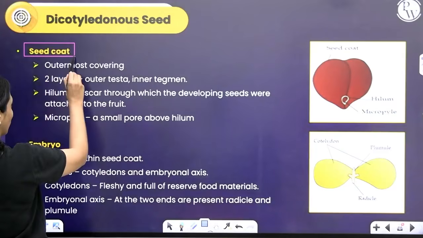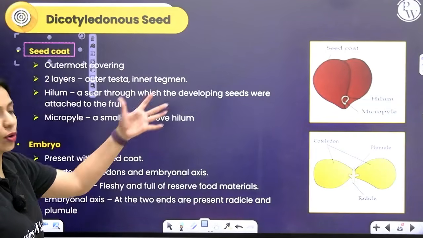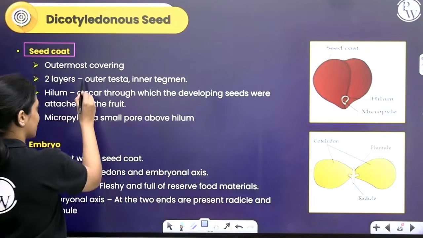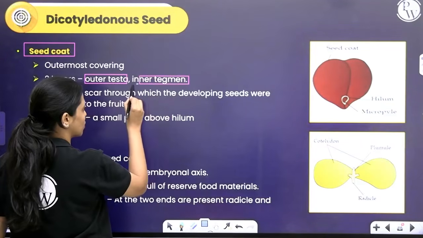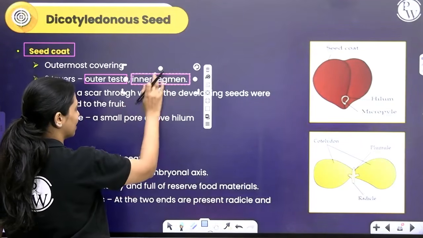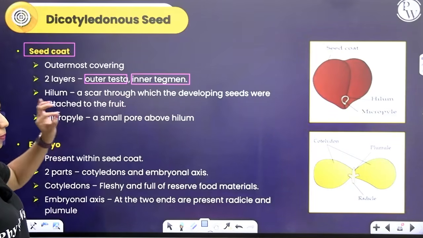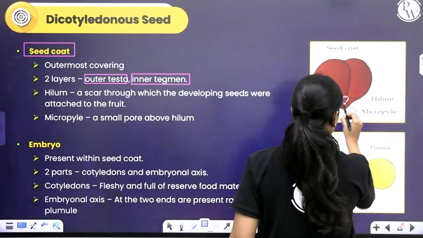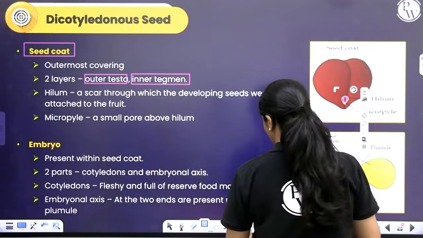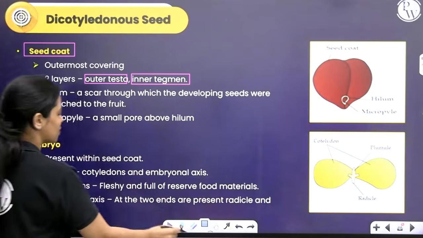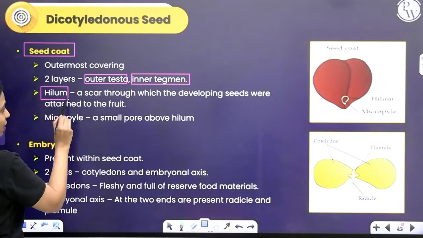So in a dicot seed, you will have the seed coat, which is the outermost covering. In the seed coat, there will be two layers. The outer layer is called the testa and the inner layer is called the tegmen. More about this you will learn in the chapter Sexual Reproduction in Flowering Plants. There will be a scar called the hilum. You may have noticed this kind of scar present in black-eyed peas and all of that. Okay, so this hilum is a scar.